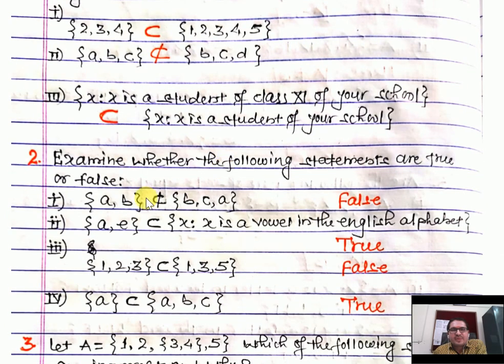Third one, {x such that x is a student of class 11th of your school}. {x such that x is a student of your school}. So this is what? Full school. If you write the names of the students of your school here, and here you write the names of the students of 11th standard, the students of class 11th standard will lie over here in the school, right? Students of your school means whole students, all students. So this will be the subset of this.